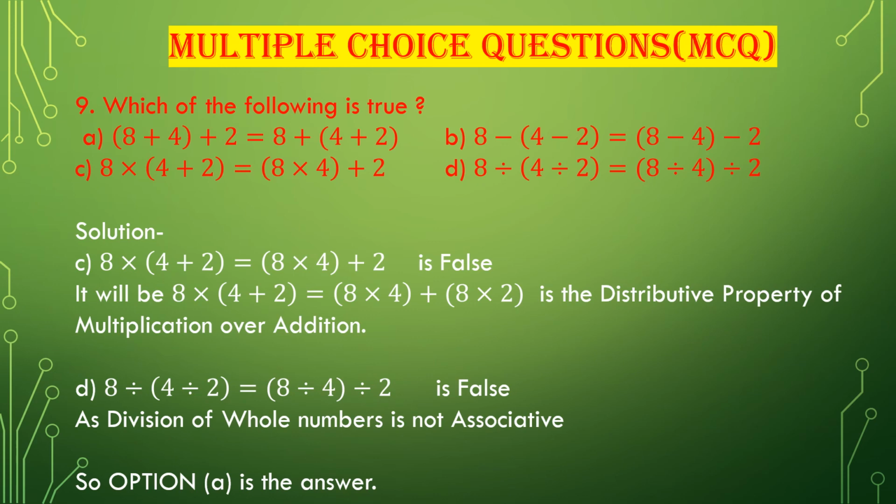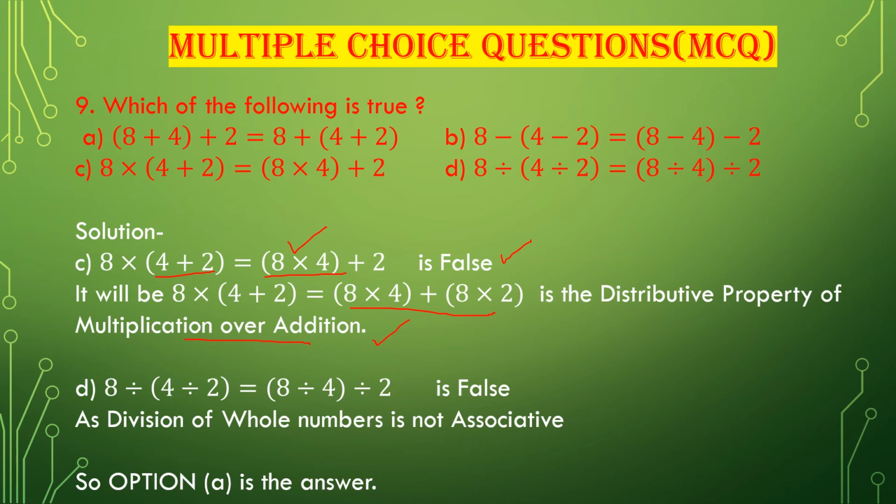Now the third option C, 8 multiplied by (4 plus 2) equal to (8 multiplied by 4) plus 2. This is also a false statement. 8 multiplied by (4 plus 2) equals 8 multiplied by 4 plus 8 multiplied by 2. That is the distributive property of multiplication over addition. But what is given is 8 multiplied by (4 plus 2) equal to (8 multiplied by 4) plus 2. That is a false statement.